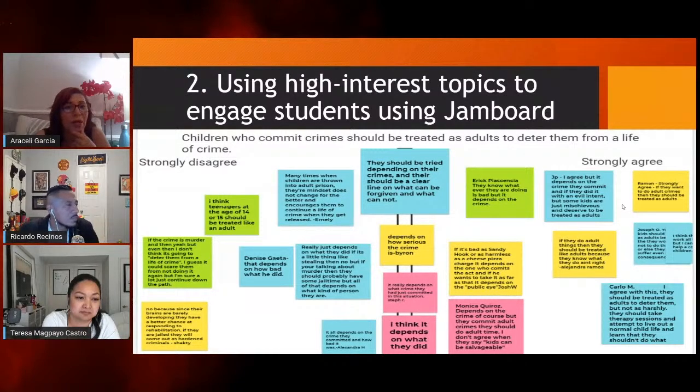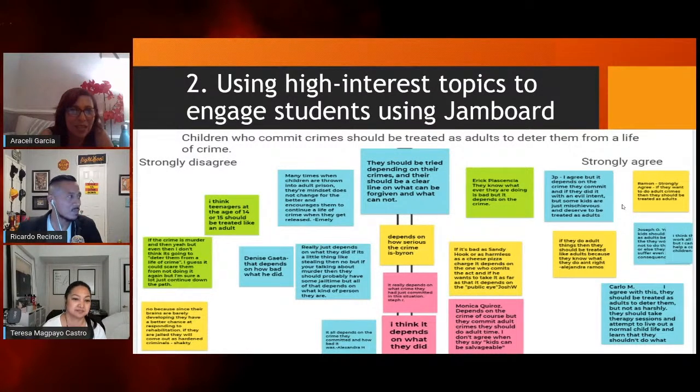And so, they've been so silent. It's been so hard to get discussion going. So one cool tool, I know you've used it, is Jamboard. So I created this Jamboard, and I don't know if you can see it there, but in the middle, there's a line, right? And they did this physically too.